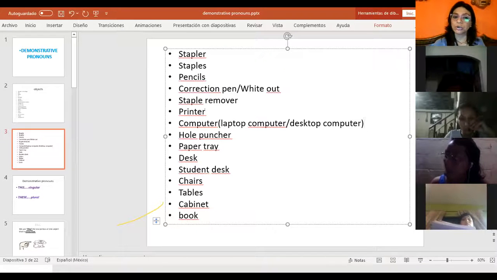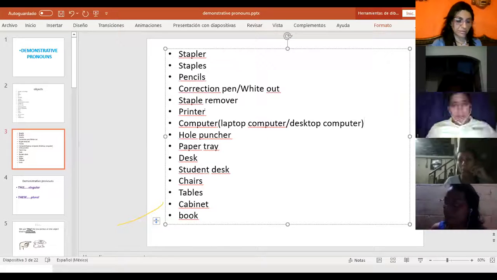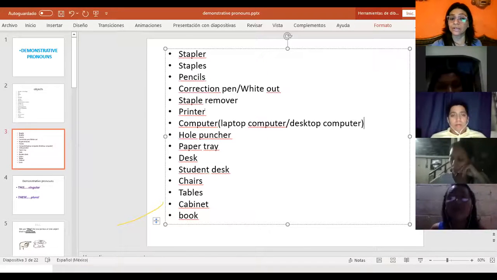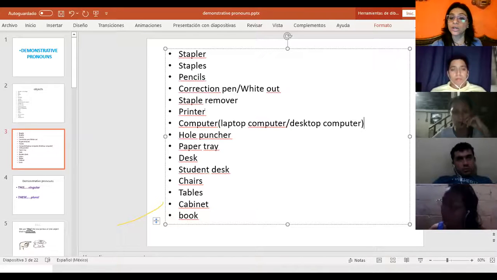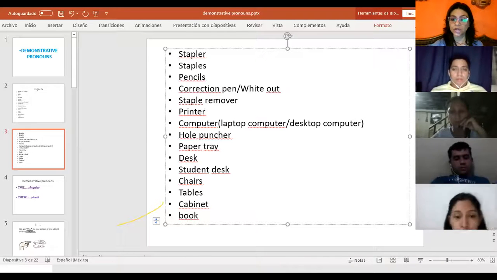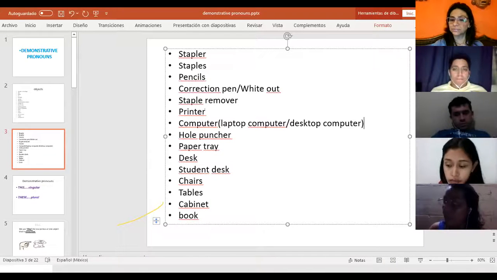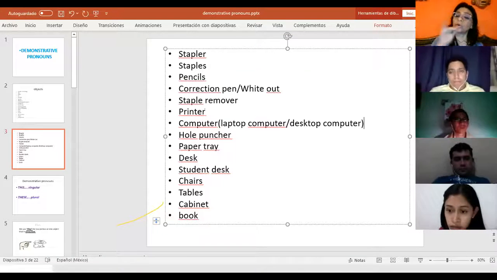Hole puncher. You know what hole puncher is? Sacabocado. Very good. A hole puncher. All right. Paper tray. You understand what paper tray is? Paper tray? No? Como la fotocopia. Como la bandeja, algo así. Es como portapapeles. Como una bandeja múltiple. Bandeja de papel. Sí, donde usted pone los documentos, los papeles, ¿verdad?